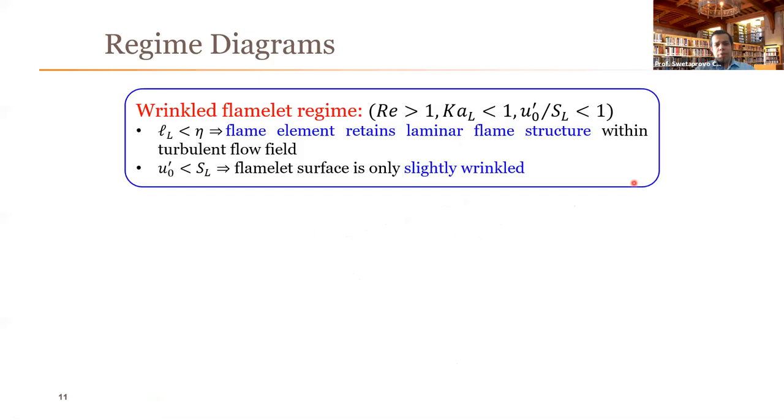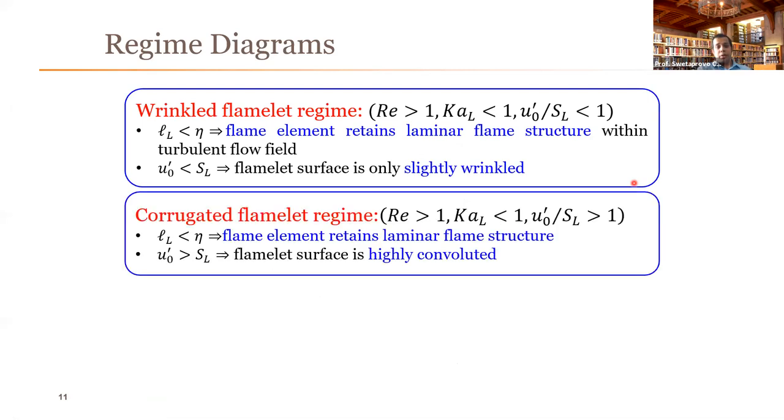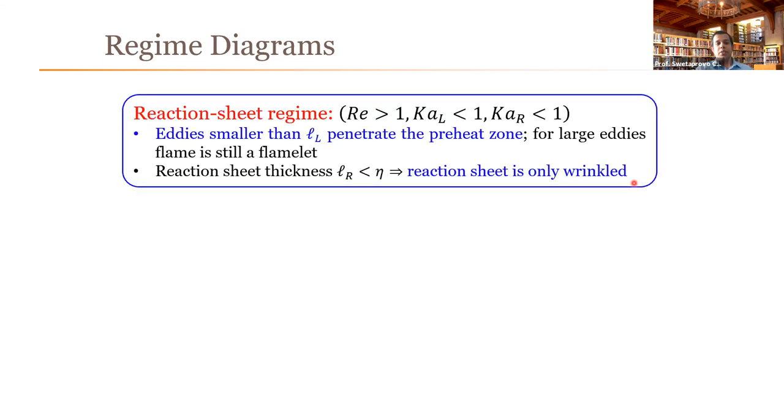Okay, so this is essentially what we just discussed. Wrinkled flamelet regime happens when u prime by SL is less than one, but Reynolds number is greater than one. Corrugated flamelet regime, when u prime by SL is greater than one and Reynolds number is greater than one, we expect the flame structure to be just pushed around by turbulent eddies. And then the thin reaction zone limit, your Karlovitz number should be greater than one, and your reaction Karlovitz number is less than one.